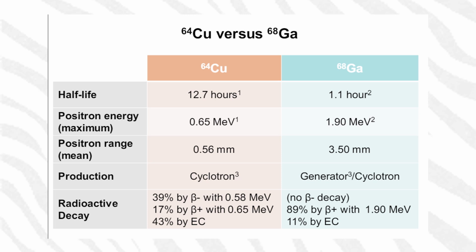And then the radioactive decay, though, is sloppy with copper. Copper releases a beta negative and a beta positive, so an electron and a positron. And then it also has electron capture, which is going to ultimately give off a gamma. Whereas with gallium 68, there is no beta decay. It is almost 90% positron, and then 11% electron capture. So you're going to have a lot more counts coming off of the gallium than you will from the copper.